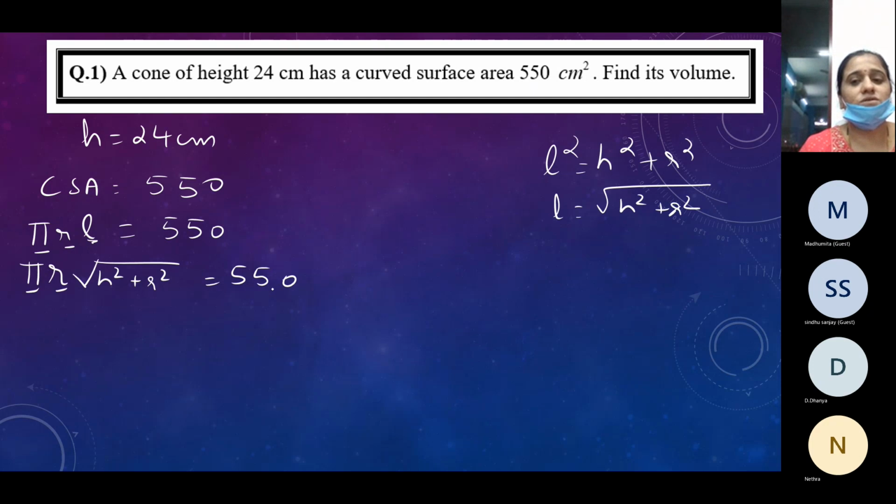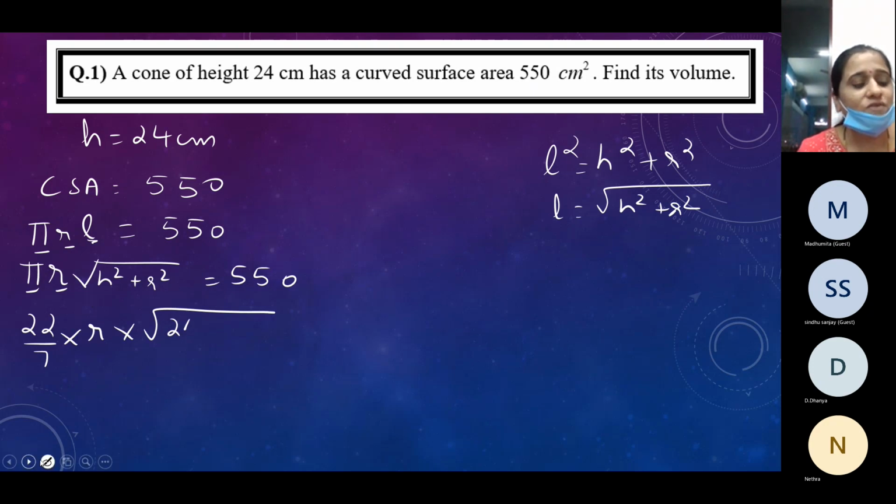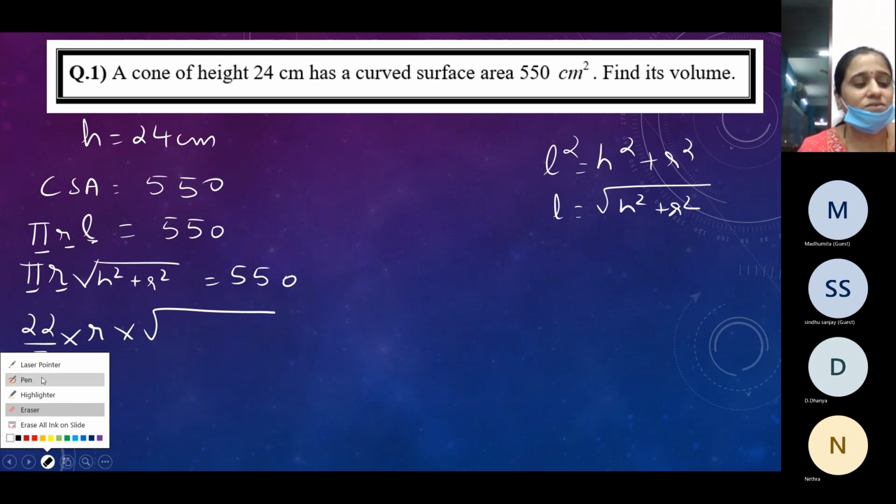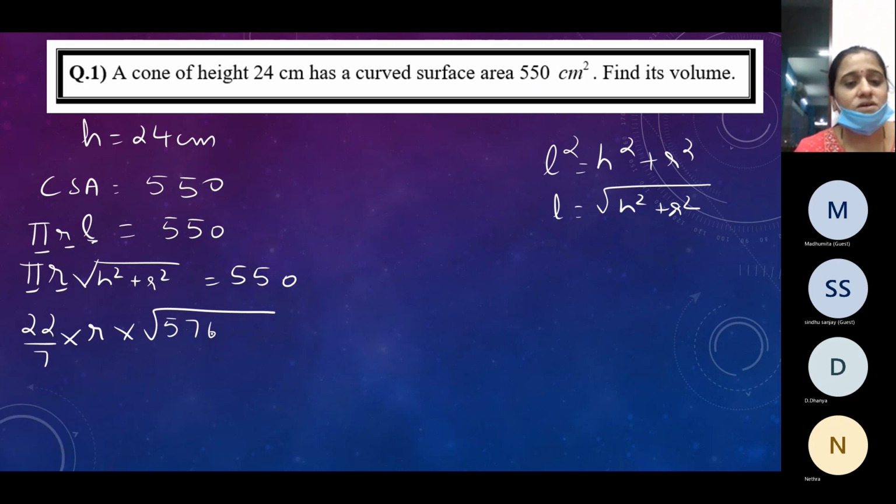Now, what's the value of pi? 22 by 7, into R. Do you know R? We don't know R, so R is R only. Into root of H square, 24 square, which is 576. 576 plus R square, is equal to 550.